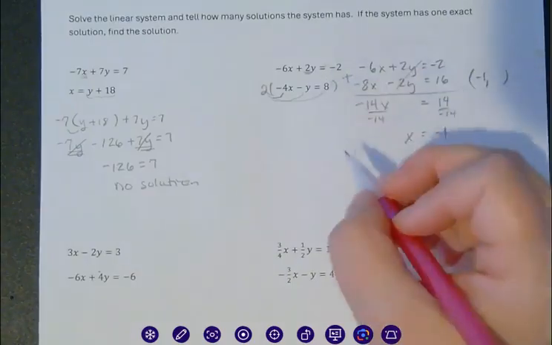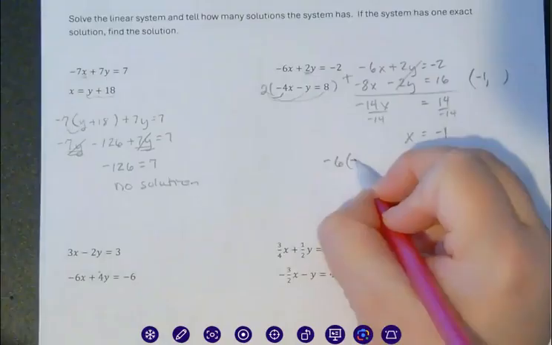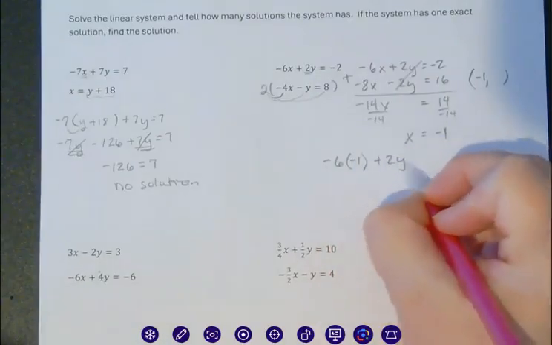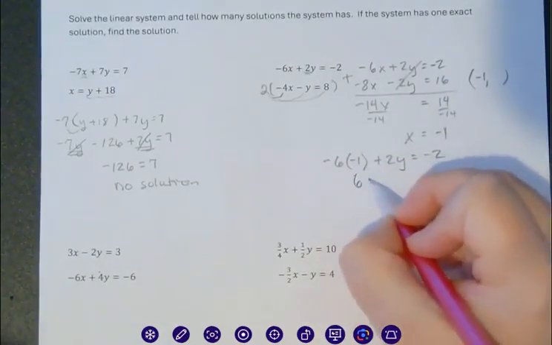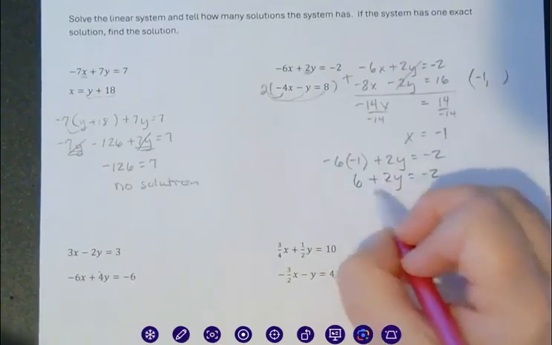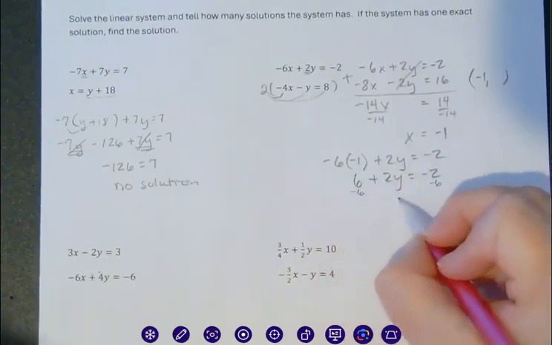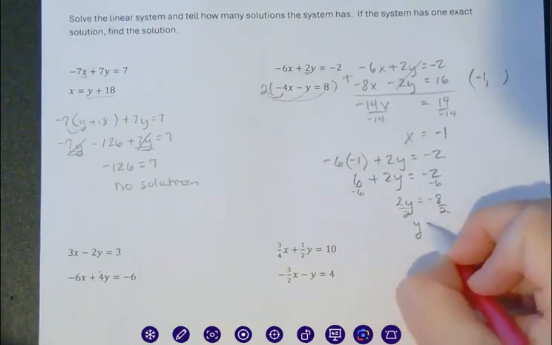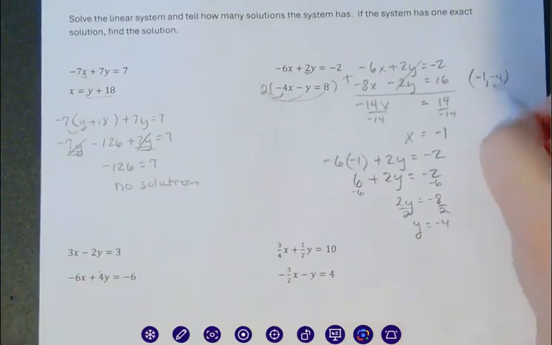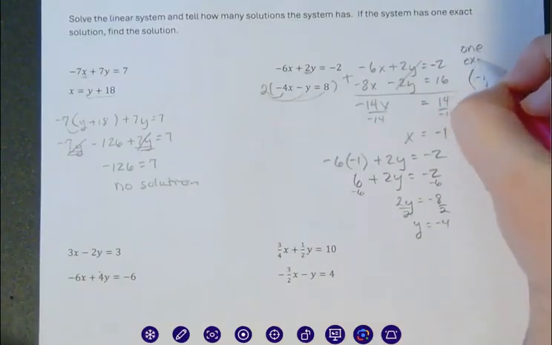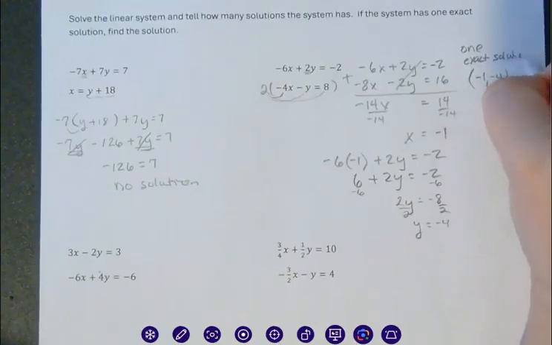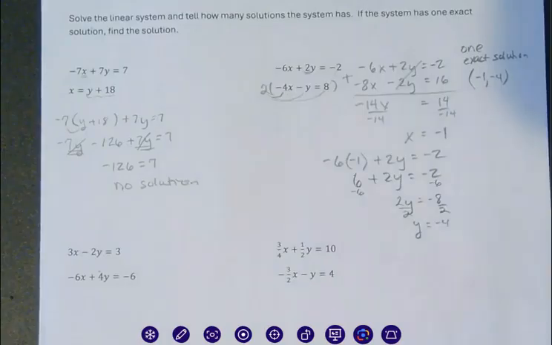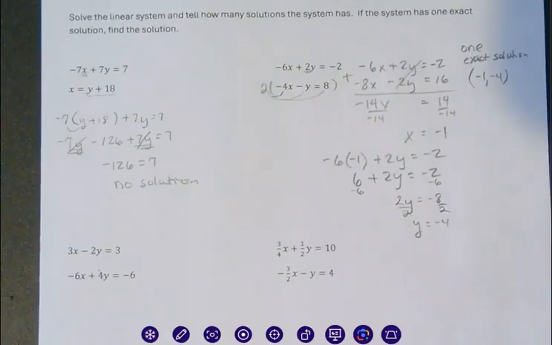I think I'll pick the top equation again. So negative 6 times x, and x was negative 1, plus 2y equals negative 2. So 6 plus 2y equals negative 2. Subtract 6 from both sides. So 2y equals negative 8. Divide both sides by 2, so y equals negative 4. This one has one exact solution. That solution is negative 1, negative 4. That means if these lines were graphed, they would cross at one point, negative 1, negative 4.